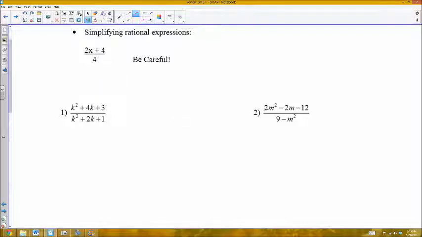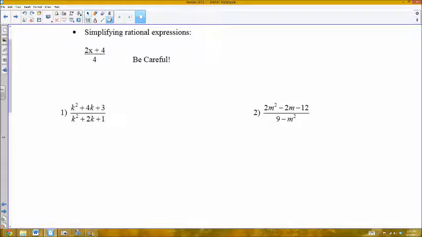A couple things to be very careful about is that when you're simplifying rational expressions, you can only reduce by factors. So here's a common mistake. People see common factors of 4, so they go, oh, 4s, I can cancel them out, so this whole thing is just 2x. No, that's 100% wrong. Do not make that mistake.